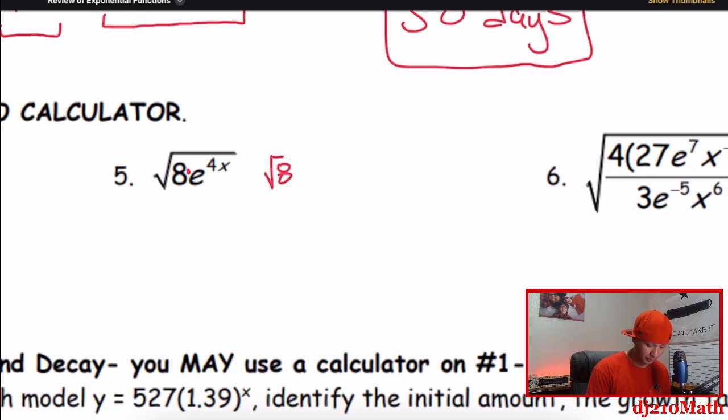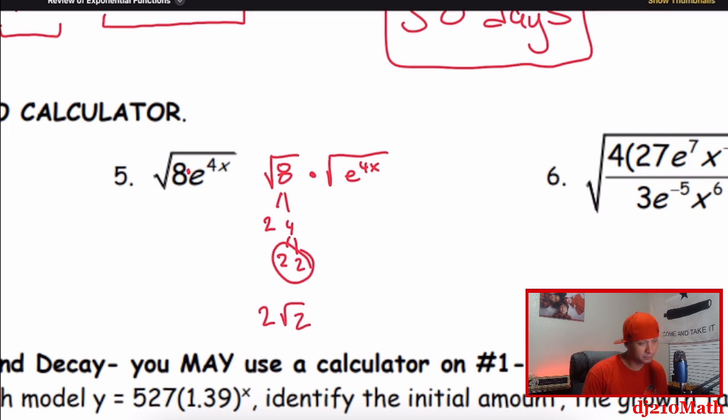But what I'm saying is the square root of 8 times the square root of e to the 4x. Or you can break this up. Square root of 8, that can be simplified. 2 times 4. So I can bring out a pair of 2. So this is going to be 2 root 2.